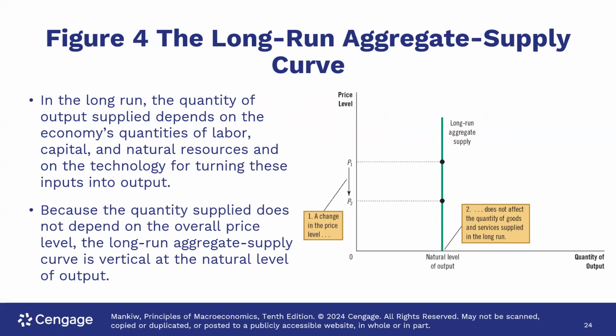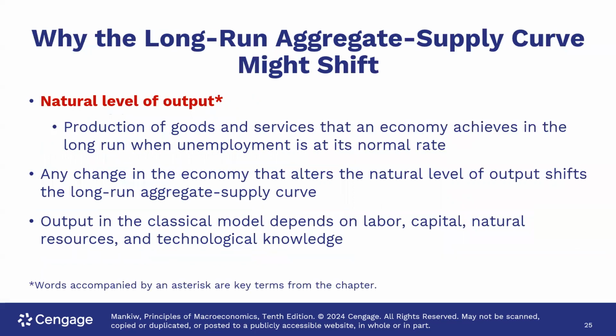So in the long run, the quantity of output supplied depends on the economy's quantities of labor, capital, and natural resources, and on technology. Since the quantity supplied does not depend on the overall price level, the long run aggregate supply curve is vertical at the natural level of output. The natural level of output is the production of goods and services that an economy achieves in the long run when unemployment is at its normal rate.